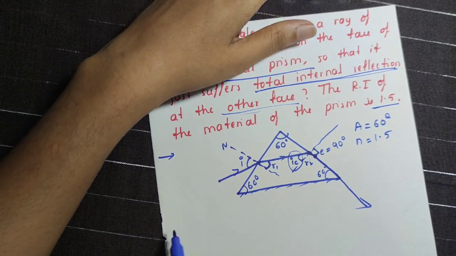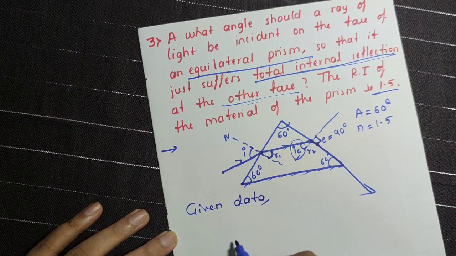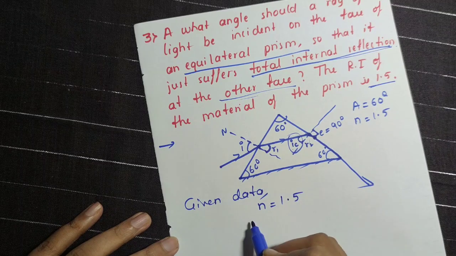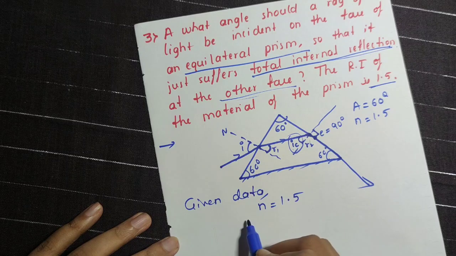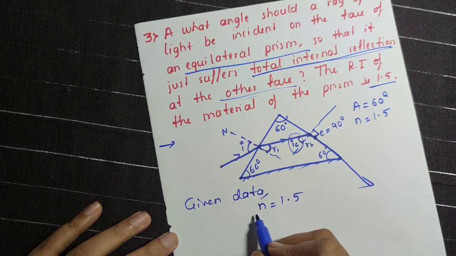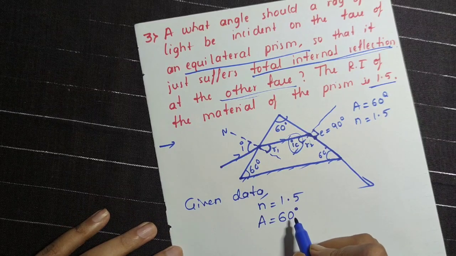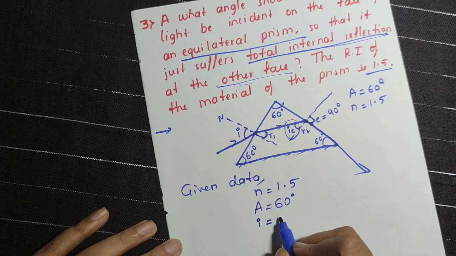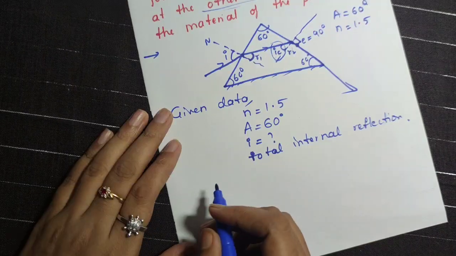Okay, so first let us write the given data, which is refractive index of prism, that is 1.5, and refractive index of air will be 1, and apex angle of the prism, or A, is equal to 60 degree. Now we have to find out the incident angle and total internal reflection angle.